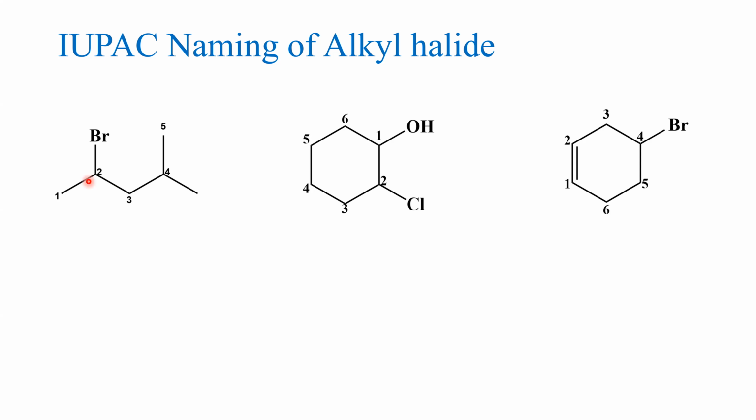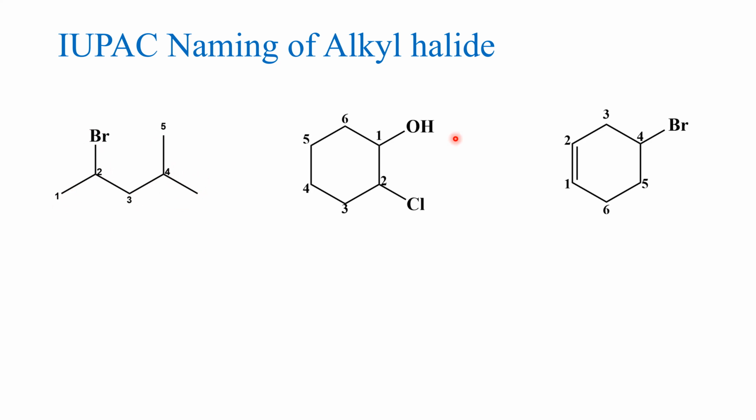So I have to go for that side where I can assign the functionality, that halogen carbon, the lowest number. So this is the appropriate side: I start from the left side, and I number this carbon as 2. This is 1, 3, 4, 5. And this will be treated as a substitution, and you will mention it as a prefix with the digit to show at which carbon it is attached, right? Now we can look at the second structure.